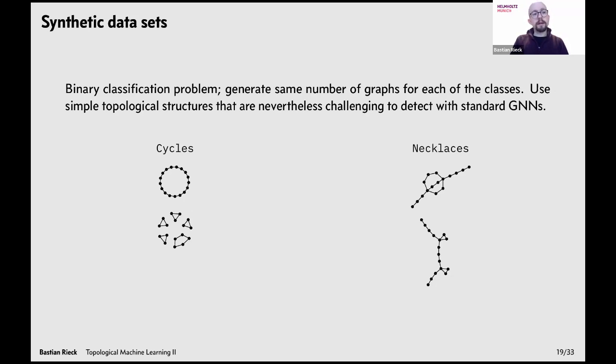And the relevance of these data sets can be assessed by thinking about the fact that these simple topological structures are nevertheless challenging to detect with standard graph neural network architectures. So despite this being a relatively simple task, for human beings it would be very, very simple to classify the cycles data set, right? Because you literally just have to count the cycles. But nevertheless, it's not necessarily trivial to accomplish this with standard graph neural networks.